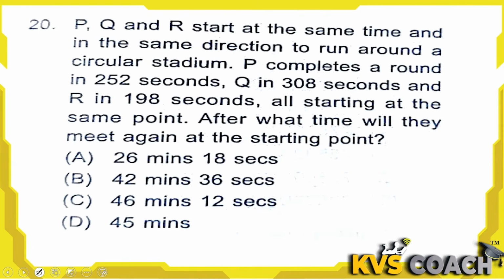Next question is, P, Q and R start at the same time and in the same direction to run around a circular stadium. P completes a round in 252 seconds, Q in 308 seconds and R in 198 seconds, all starting at the same point. After what time will they meet again at the starting point? After what time will they meet again? That is in minutes. We have to calculate it first. Okay. Now calculate this.